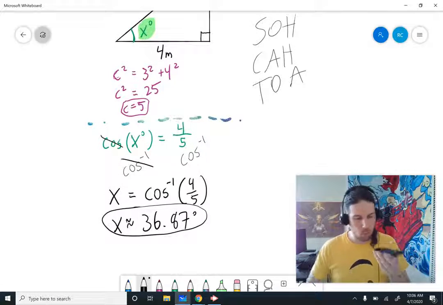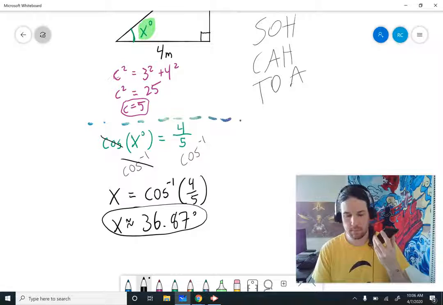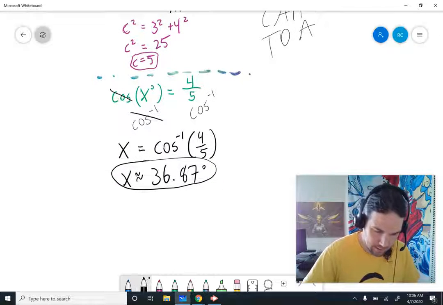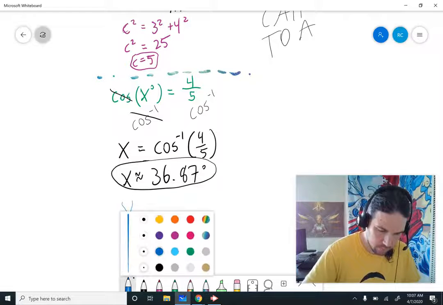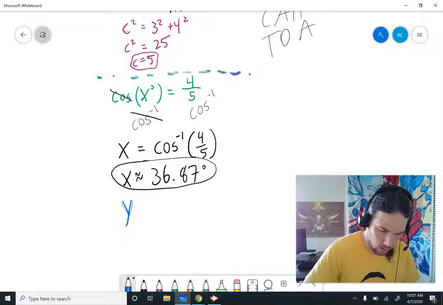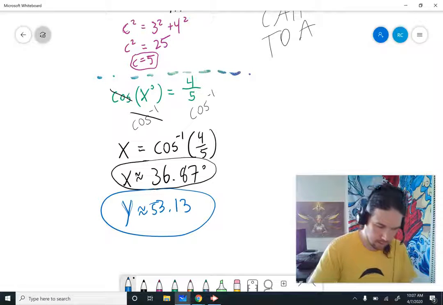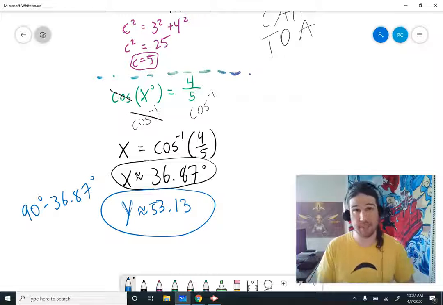And once we've got this, we can do some quick subtraction, right? Hey, Google, what's 90 minus 36.87? The answer is 53.13. So we get y is about equal to 53.13. Showing my work messily and off to the side. You shouldn't do that.